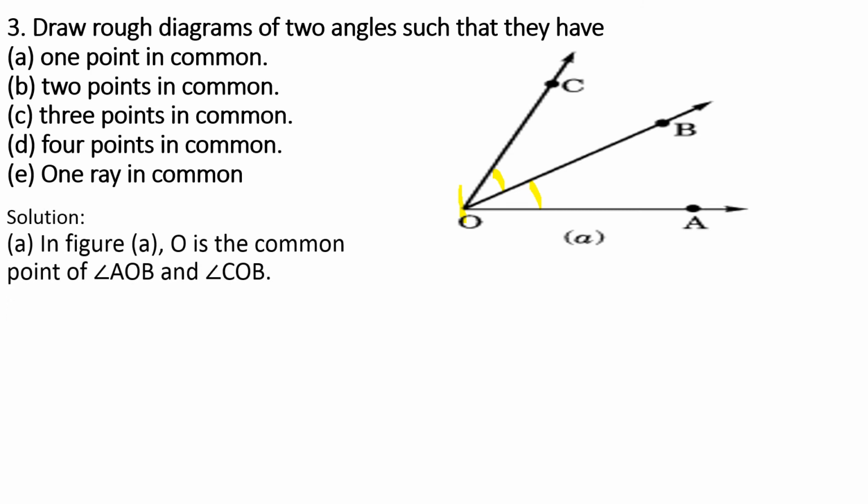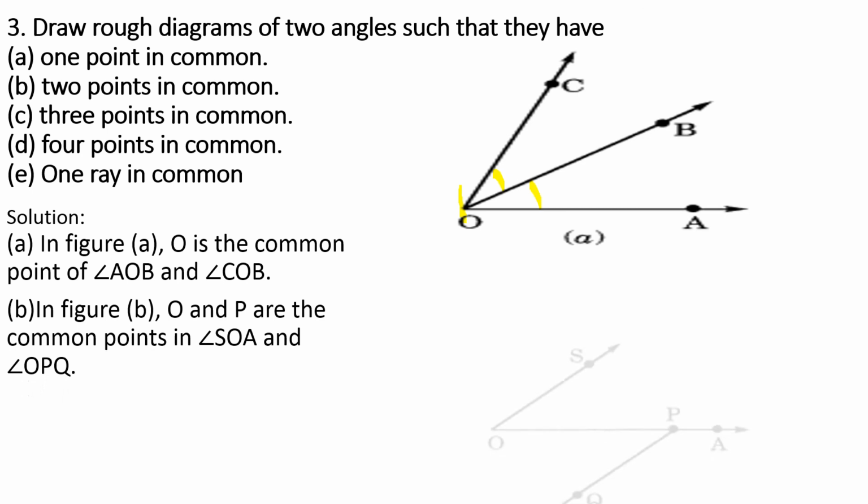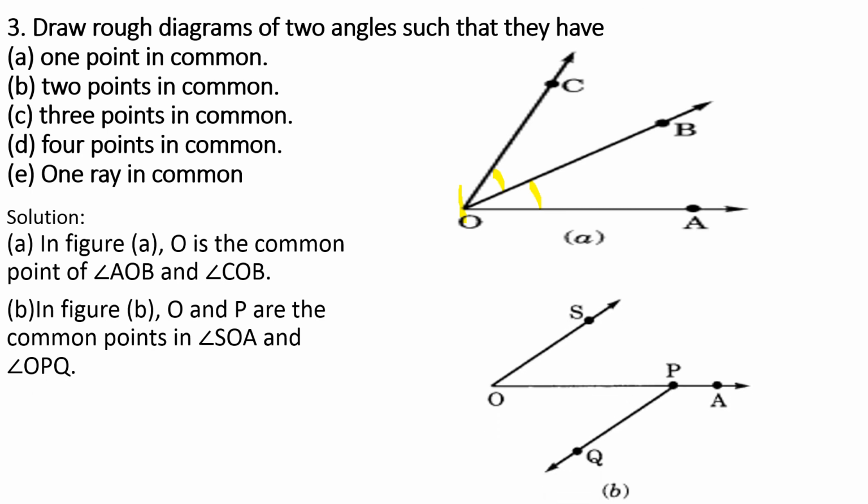See in the figure, O is the common point of angle AOB and angle COB. The next question: draw rough diagrams of two angles such that they have 2 points in common. See in figure B, O and P are common points of angle SOA and angle OPQ.